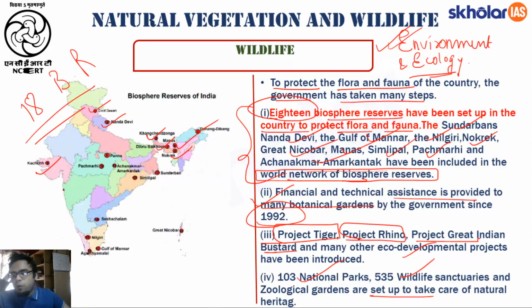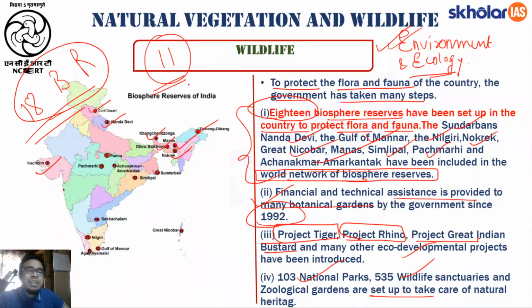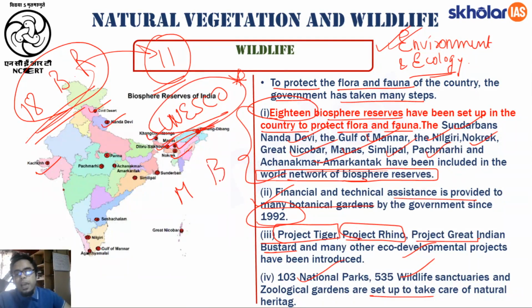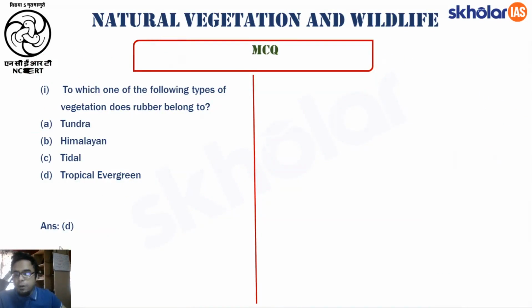Now in this topic, one more important point I have to mention, again this topic will be dealt with in great detail in environment and ecology. Out of all these 18 biosphere reserves, 11 have been internationally recognized by UNESCO. This is just factual information. Out of these 18, 11 have been internationally recognized by UNESCO under a program called the MAB program, that is the Man and Biosphere program, which we will talk about in the environment subject. So this is all about today's topic.